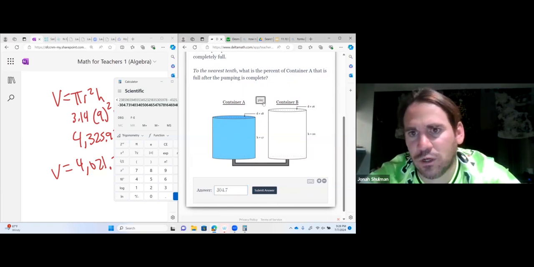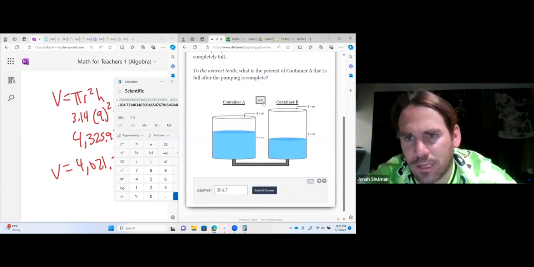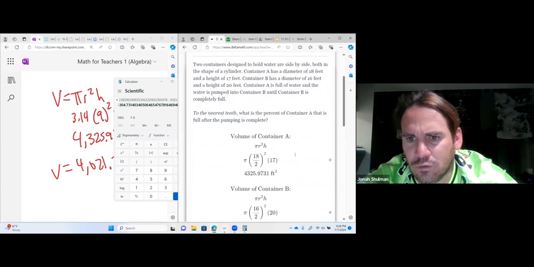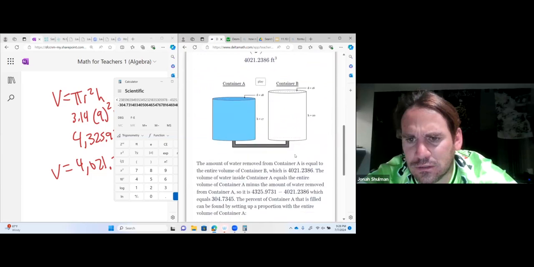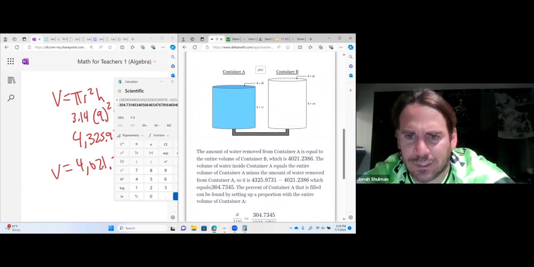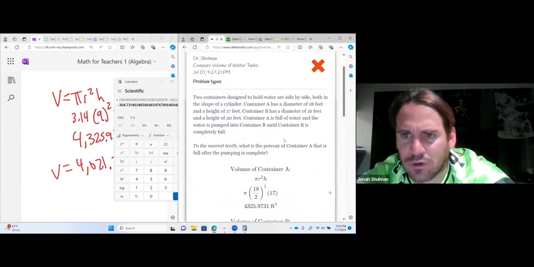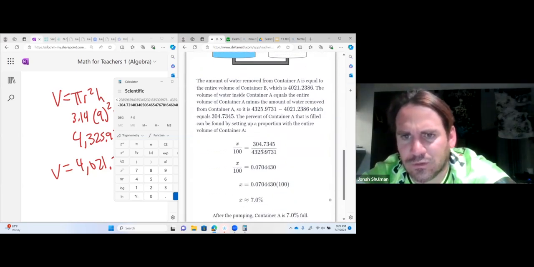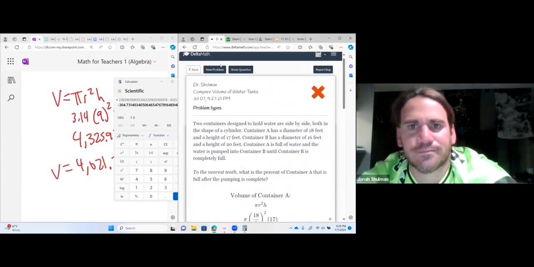We might as well watch the water go. Woo! 304.7. Let's see. What? Oh, they wanted the percentage. There's what we got, 304.7. And then that's not what they asked us for. They asked for what is the percent that it's full. So once we have the 304.7, we have to do this out of the total. Oh my God.